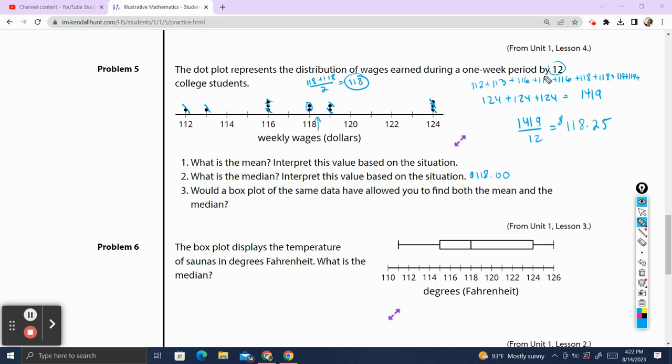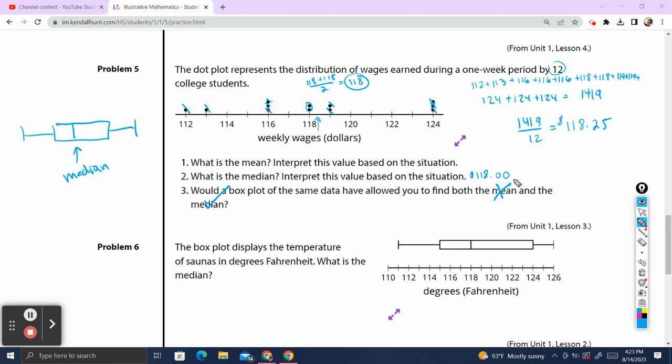Finally, would a box plot of the same data have allowed you to find both the mean and the median? Now we know in our box plot, if I'm tracing a box plot over here, and this is just a sketch of a random box plot, that this right here has the median. So yes, we would be able to find the median in a box plot. However, we also know that we're missing the individual data points of the box plot. And without the individual data points, we can't do this calculation over here. So while we can find the median, we cannot find the mean from a box plot.